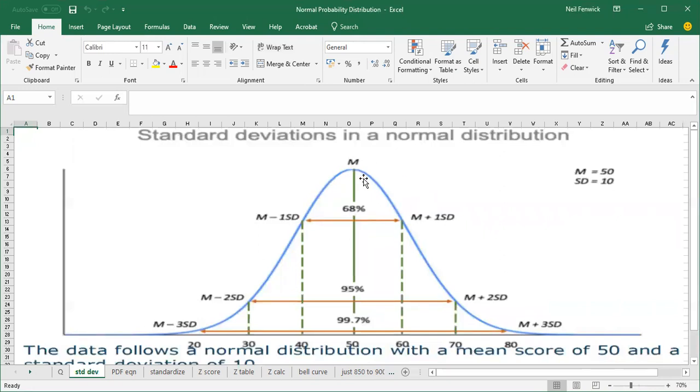In this particular example, we've got a mean of 50 in our data set, standard deviation of 10. So we can see there, if we go up to 60, and then down to 40, plus and minus 10, we have 68% of our data points within that range.